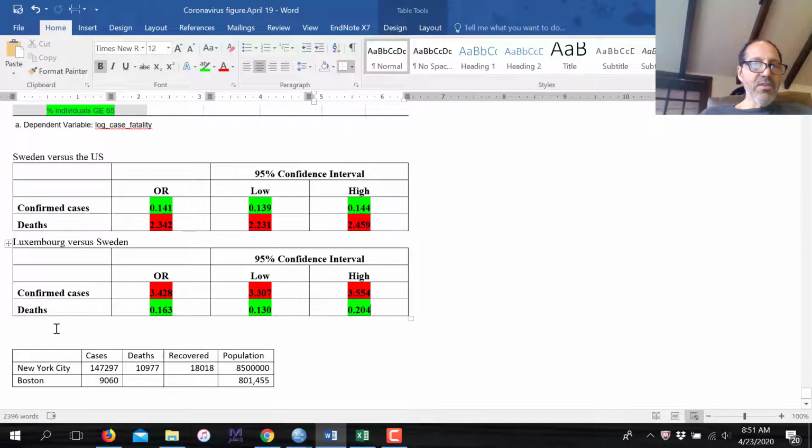If we look at comparing Luxembourg to Sweden, the odds of identifying somebody who's a coronavirus case in Luxembourg are almost 3.5 times higher than in Sweden. And again, this is the confidence interval. However, they are 84% less likely to die if infected with the coronavirus in Luxembourg than Sweden.